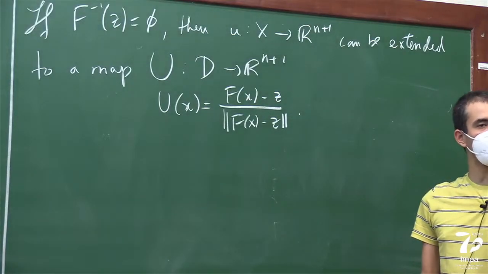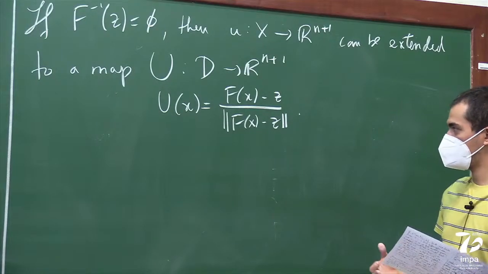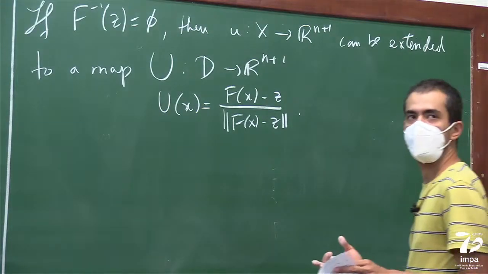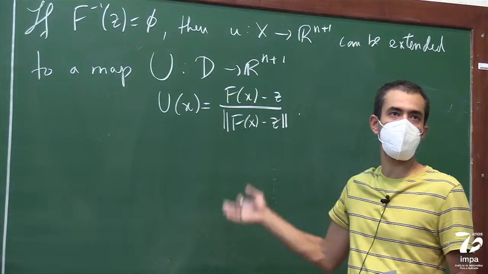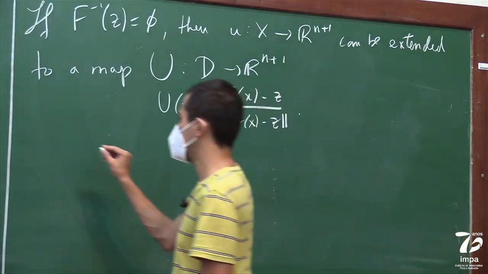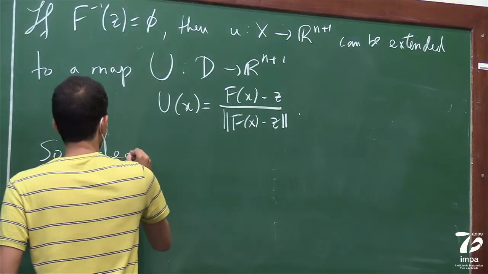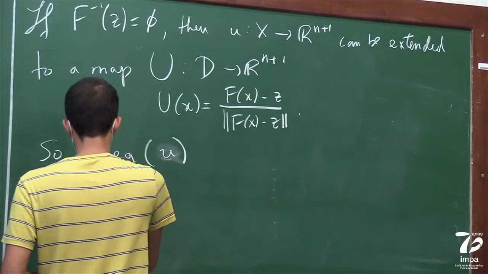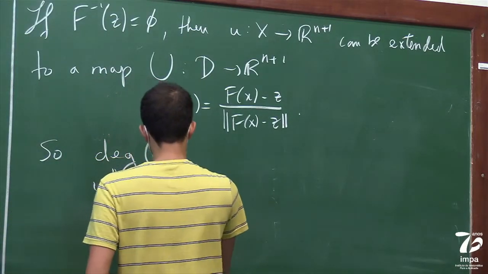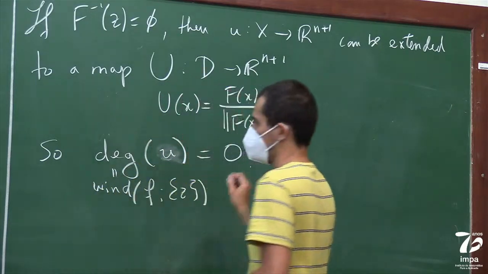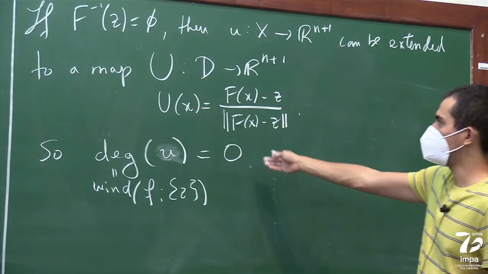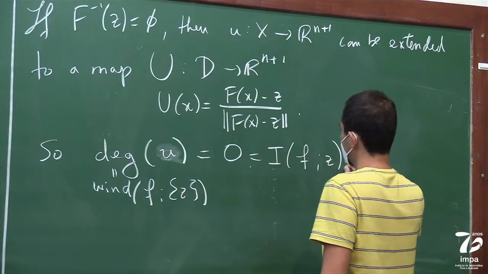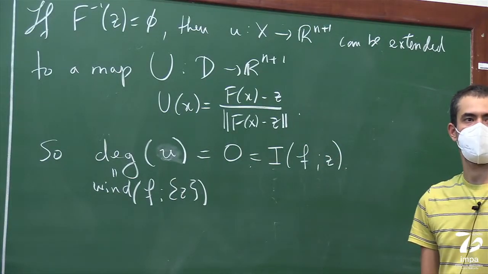And remember, there was a lemma that we proved that if we had a map that could be extended to a compact manifold with boundary the original thing, then the degree was going to be 0. So that means that the degree of little u, which is the winding number of f with respect to z, is 0. And of course, the preimage of z is empty, so that's also the intersection number of f and z. There are no points in the preimage.